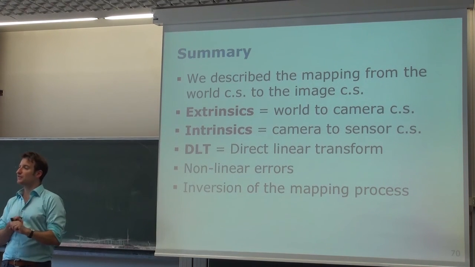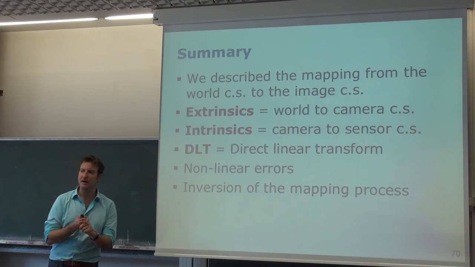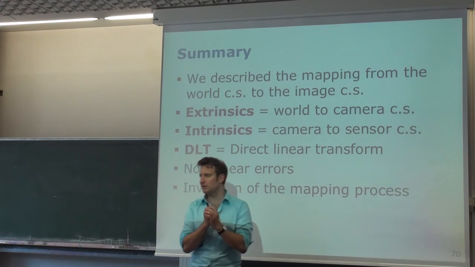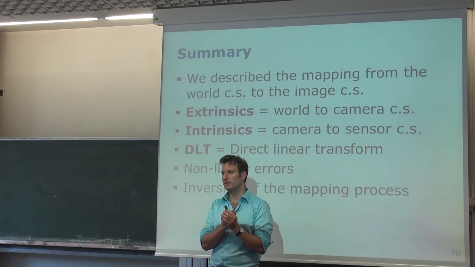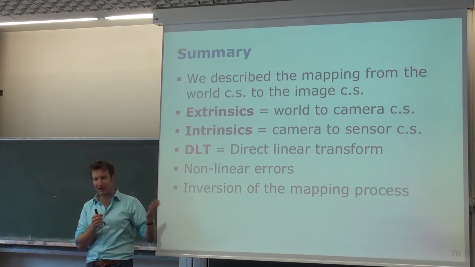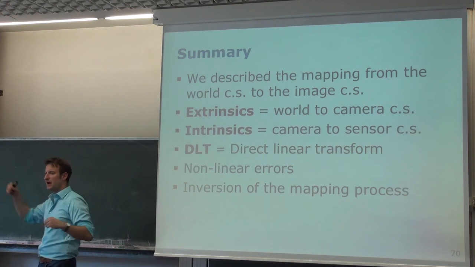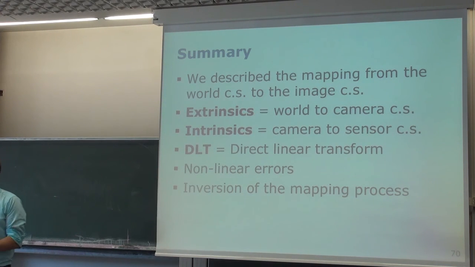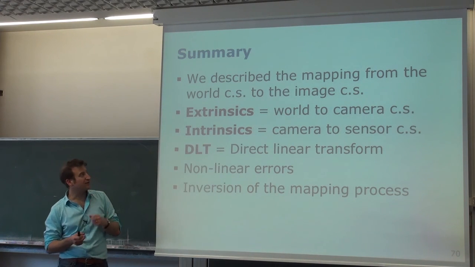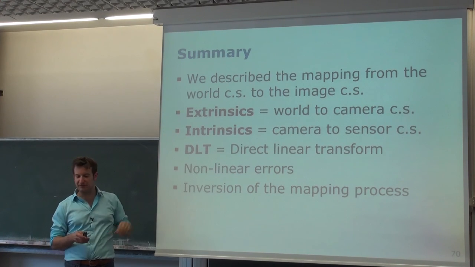So to summarize what we have done today: we looked into the process of how we get from the point in the 3D world to the image on my chip. We also spent a short amount of time on how I can invert the process, and we could show that we can recover this 1D solution space once we know the calibration matrix and the extrinsics of the camera. That's basically what we have done.